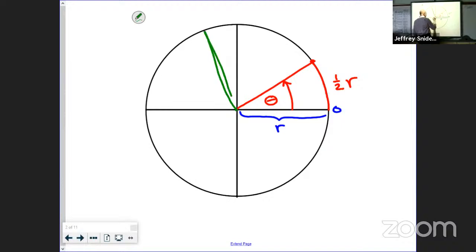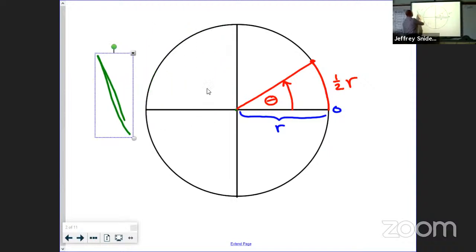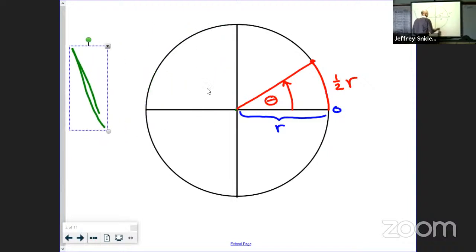right about there. Oh my goodness. What happened? Get out of there. Hello? Get out of there. Let's do that again. Boom, there it is. Beautiful.